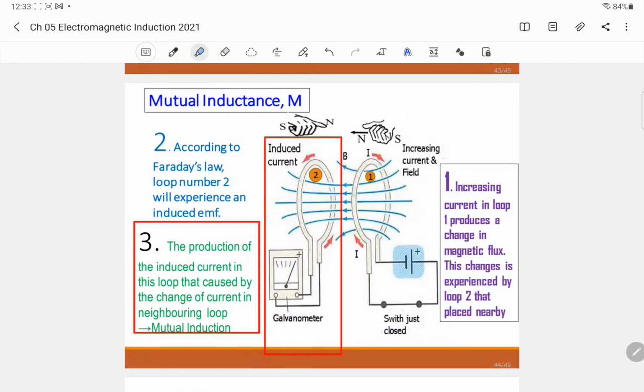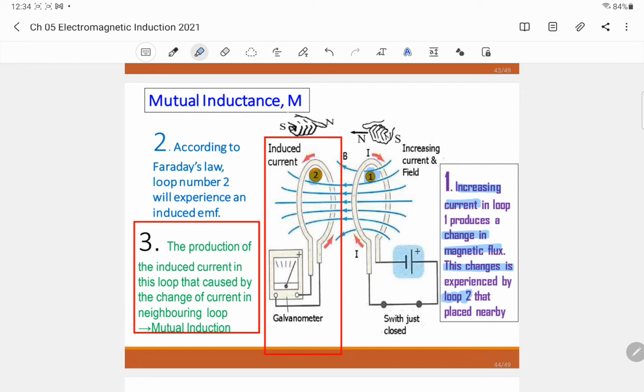Okay, so the increasing of current in loop number 1 will produce the change in magnetic flux. This change is experienced by coil 2 that is placed nearby. Okay, we increase or decrease the current, so meaning there is a change in current, so then there will also be a change in magnetic flux, so akan dirasai oleh coil number 2.